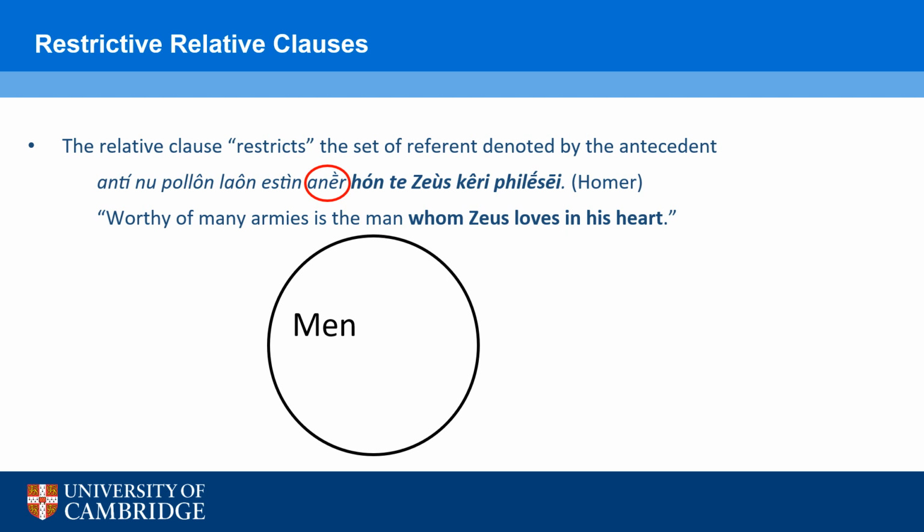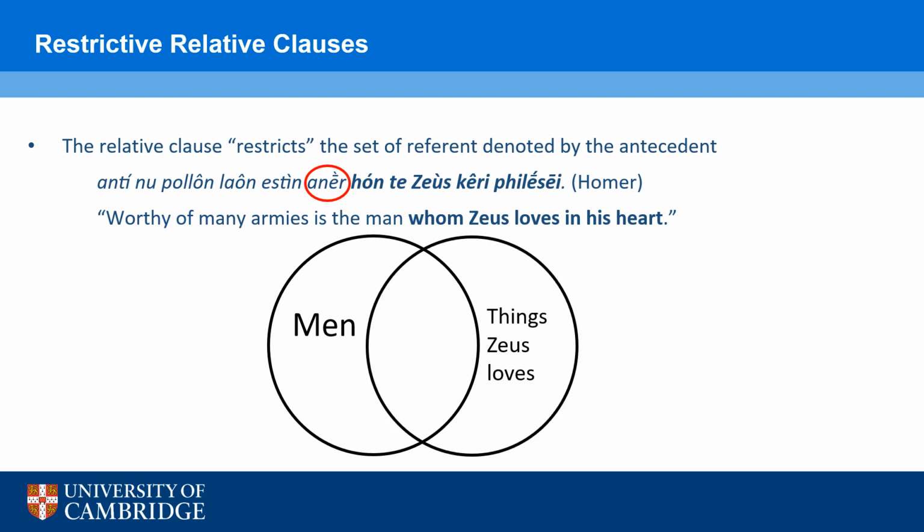This restricts the set of entities by adding another condition, namely that they are loved by Zeus. Now the intersection of these gives us the set men whom Zeus loves in his heart. There is more than one entity that belongs to this set. In fact, Agamemnon is offering us some sort of proverb here, but it becomes obvious in subsequent lines that he's talking about Achilles, here immortalised by Brad Pitt in the infamous 2004 production Troy.